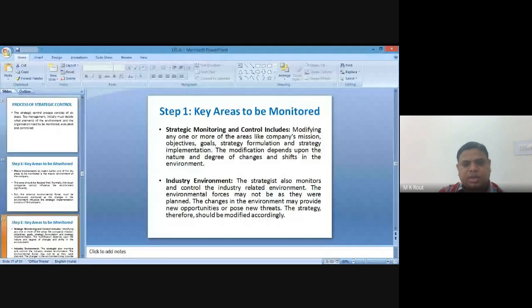These factors directly influence the external or industry related environments. So these environmental forces may not be as they were planned. The changes in environment may provide new opportunity or pose new threat also. So these are the things.